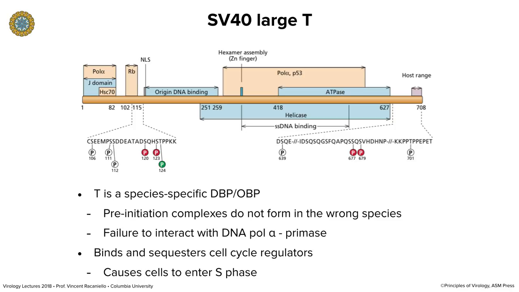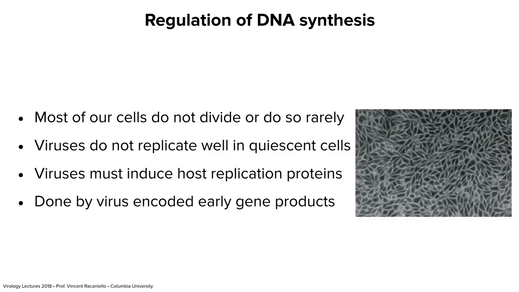Now, it turns out that most of the cells in your body are not dividing. They're resting. There's some exceptions. Your skin multiplies a lot and falls off. Your intestinal cells multiply quickly. Your neurons are not multiplying at all. Most of your cells are not multiplying. Unless you're an athlete working out, your muscles will grow, of course. But if you're not, most of your cells are not dividing.